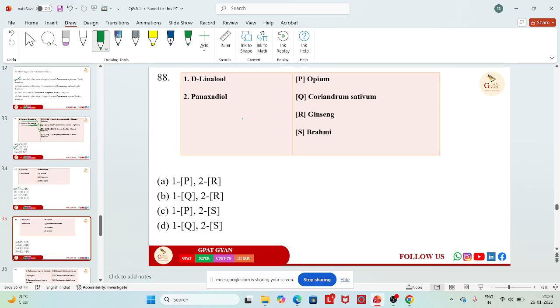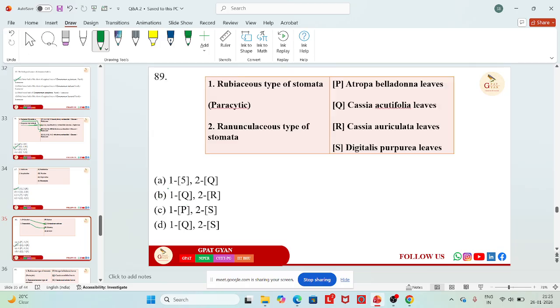This one, linalool is present in, and panaxadiol. Linalool is for Coriandrum sativum or coriander, and panaxadiol is from Panax ginseng. So Q and R, B will be the correct option.